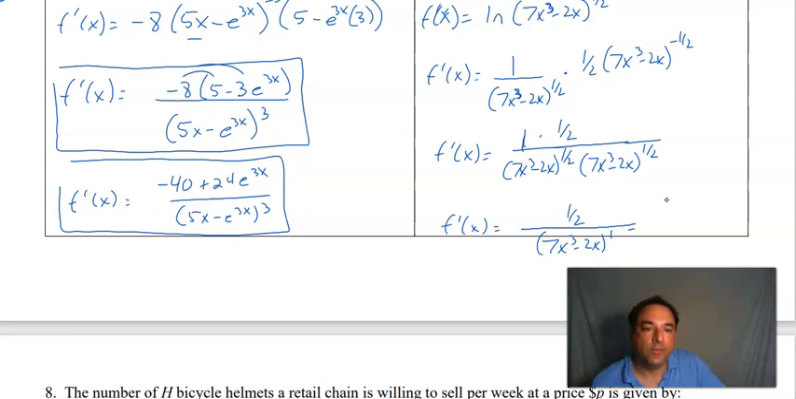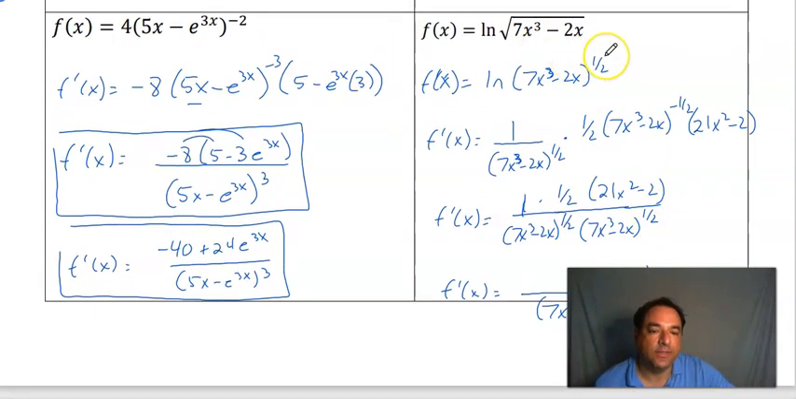Up top, don't forget, we have to take the derivative of the inside. Sorry about that. Derivative of the inside. So the 7x to the third minus 2x, the derivative of that would be 21x squared minus 2. We're going to bring that down, 21x squared minus 2. So again, recap, how do you take the derivative of 7x to the third minus 2x raised to the 1/2? The 1/2 goes to the front, inside stays the same, subtract 1, but then don't forget derivative of the inside.